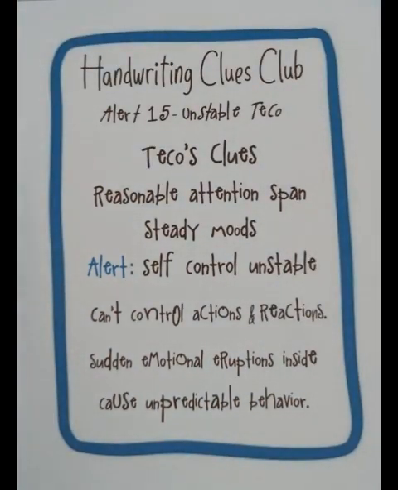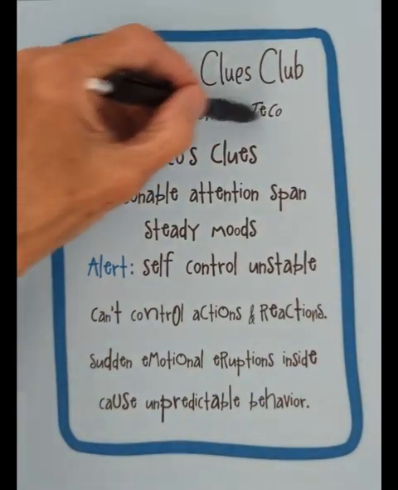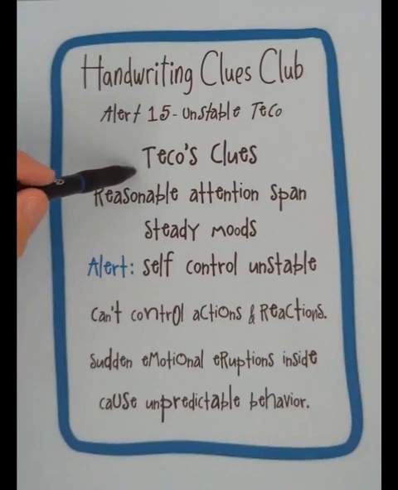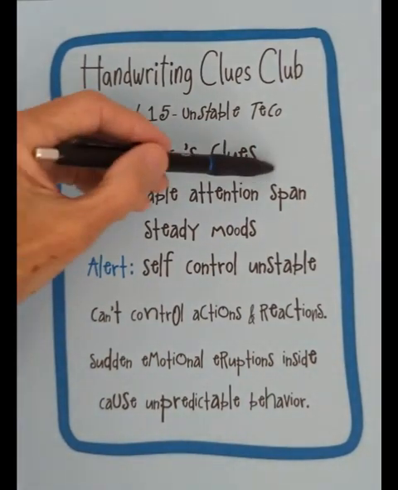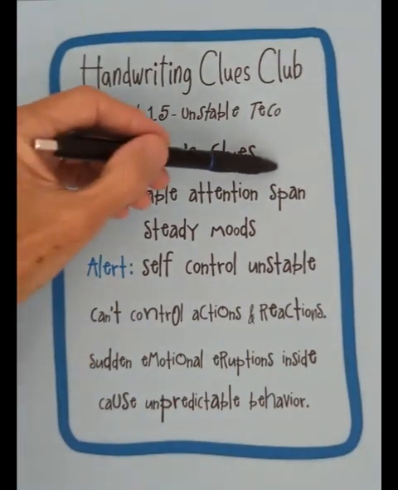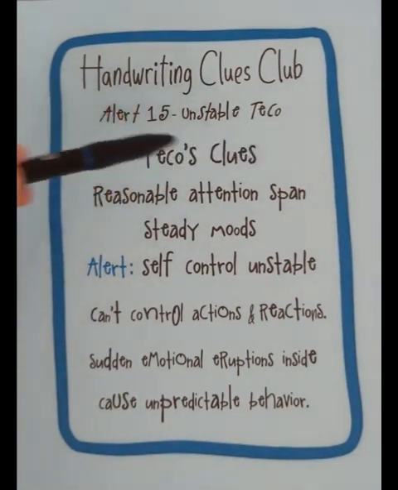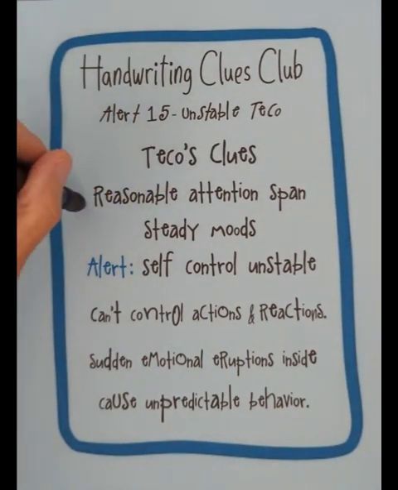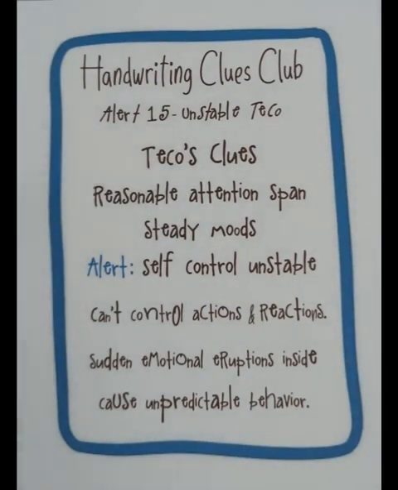All right, we're going to talk first about Teco, unstable Teco. Now, let's look carefully at Teco's clues. Teco, his baseline is bouncy, goes a little up and down. It's not severe. So I wrote reasonable attention span. It's not a good attention span. It's not a terrible attention span. Teco has some attention span.